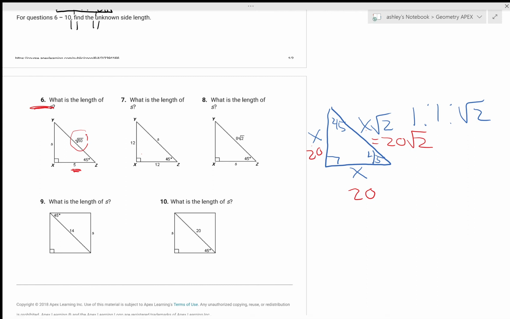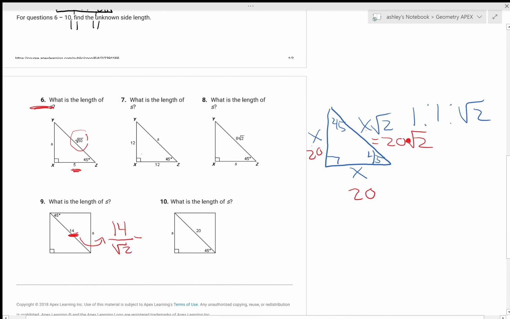Follow the pattern. If I want to do number 9 here, this time I don't have a square root of 2 on my 14. So I have to think backwards. When I'm doing this operation, that's really multiplying by square root of 2. So if I want to go backwards to my short side, I need to do that opposite action. So I need to divide it out. So you can divide out square root of 2.